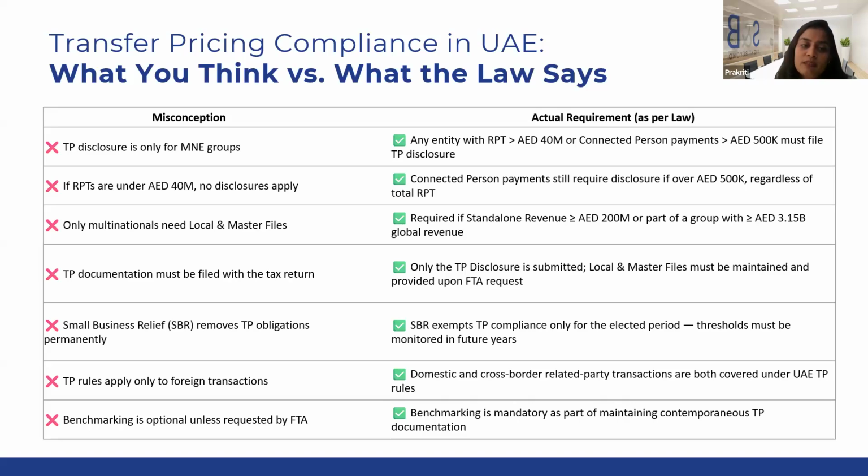The next one: the SBR removes TP obligations permanently. Although a company might file its return under small business relief and make the election, even then, if it has related party transactions, the arm's length nature of those transactions still needs to be demonstrated and substantiated. And the law for small business relief is only up till December 2026. Beyond that, the FTA may question the justifications for the arm's length nature of the transaction. So in that case also, those documentations need to be maintained internally.